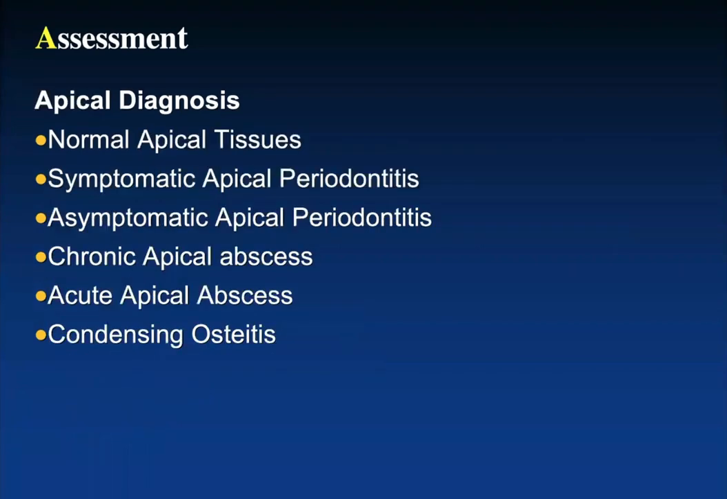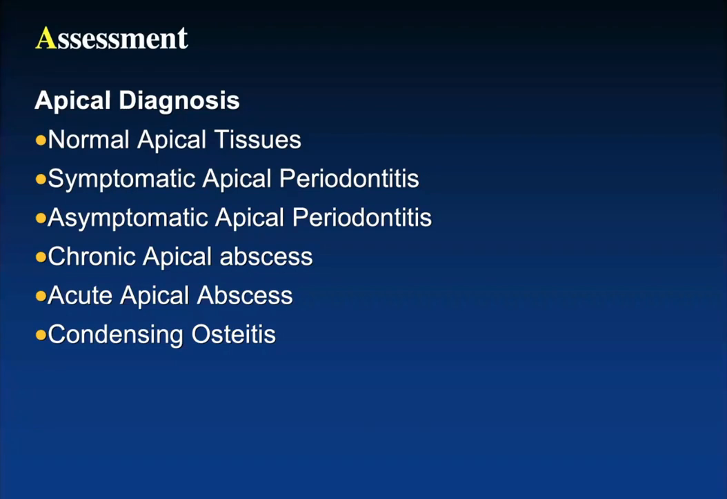Now, apical diagnosis. Normal apical tissues: on the X-ray it doesn't show any radiolucency, and when you test it on biting and tapping, it tests normal, no tenderness. Symptomatic apical periodontitis: when you have a periapical lesion and when you test the tooth, it's tender, so on biting or on tapping. Asymptomatic apical periodontitis: that's when you have a periapical lesion that is obvious, but the patient has no symptoms, and when you tap on it, there are no symptoms.